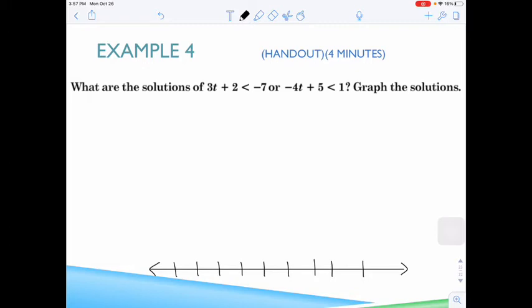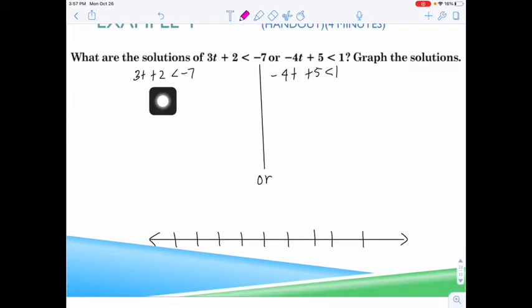Graph the solutions. What that previous slide tells us is that we have to do each of these inequalities one at a time. To solve them separately, I like to draw a line down the middle, rewrite my two inequalities, and then throw the word "or" down at the bottom so I don't forget that I am dealing with an "or" compound inequality.